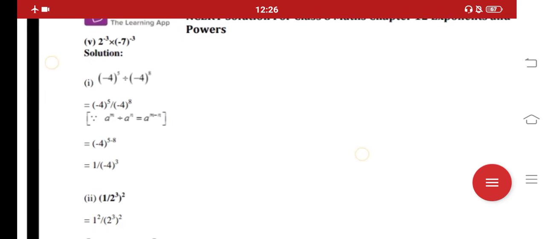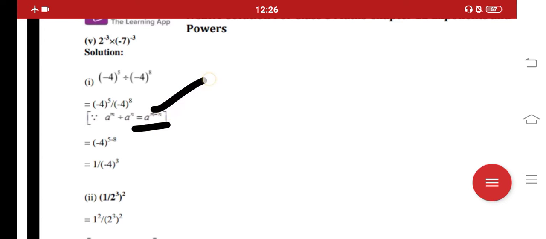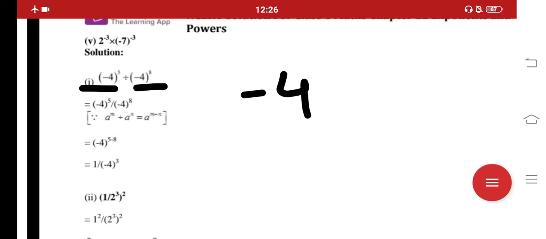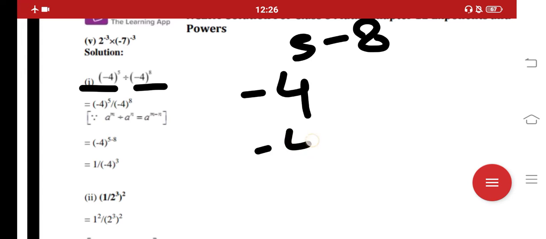Now we know what our identity is: a to the power m divided by a to the power n. Means any two numbers which have the same base but different powers, we write the base as it is and we subtract the powers. So see here, what is our base? Base is minus 4 in both cases. So we will write minus 4, and in case of division we have to subtract the power. So 5 minus 8, how much will it become? It will become minus 4 to the power minus 3.